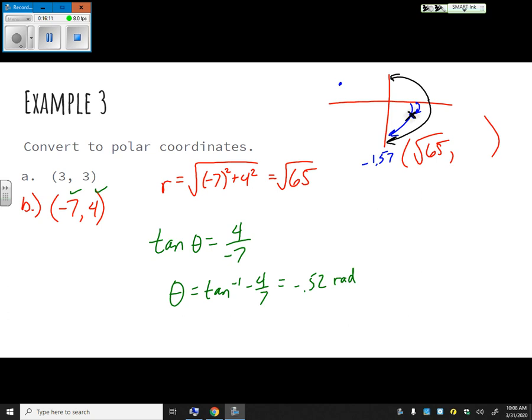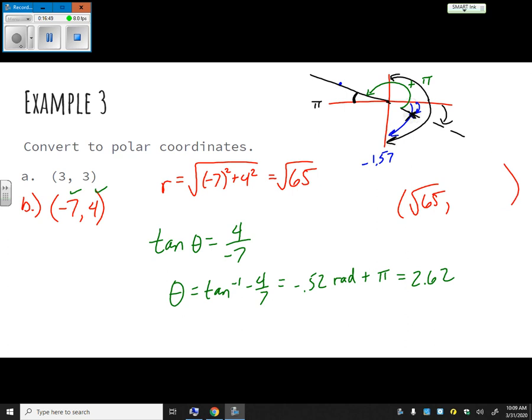What I need to do on these is this reference angle that comes down to here is the same as this reference angle that comes up from pi. So I got arrows going everywhere on this, but if I just simply add pi to my answer, it should put it in the correct quadrant for me. So I'm going to do my answer plus pi, and I get 2.62. That's going to be my answer on this.